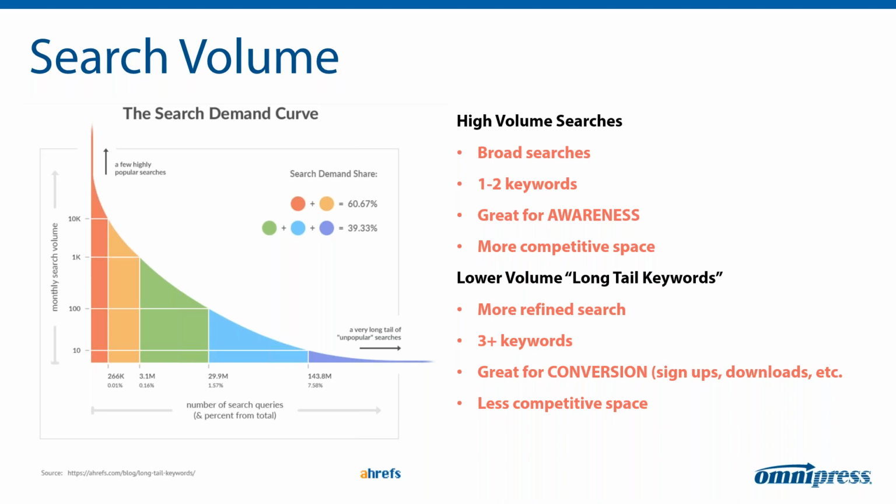So I start refining, and that is what we call long tail keywords. They're 3 or more words, and they are really great for conversion. So for your organizations, this could be conference registrations or training program signups, ebook downloads, etc. And this is also going to be a less competitive space because it's more specific.